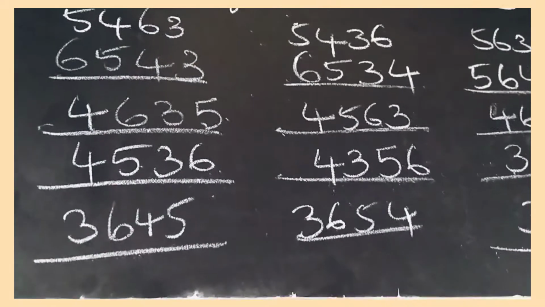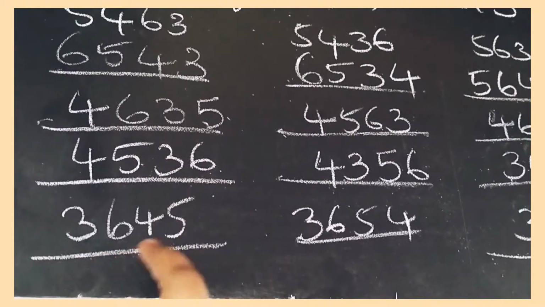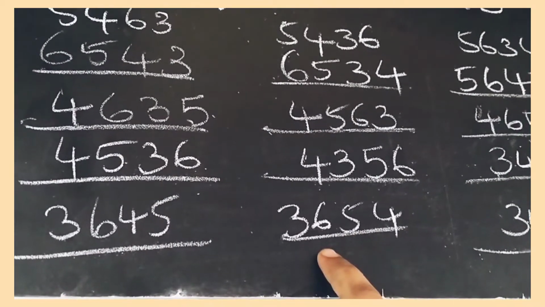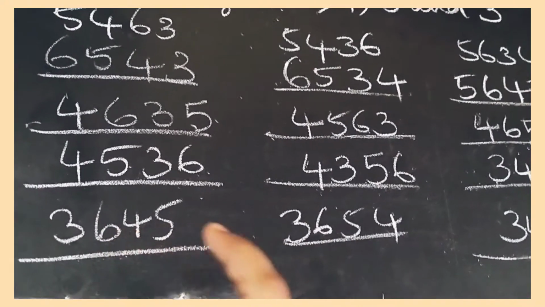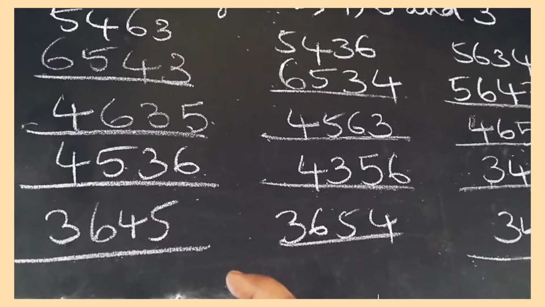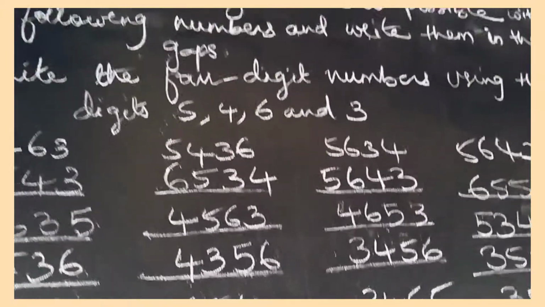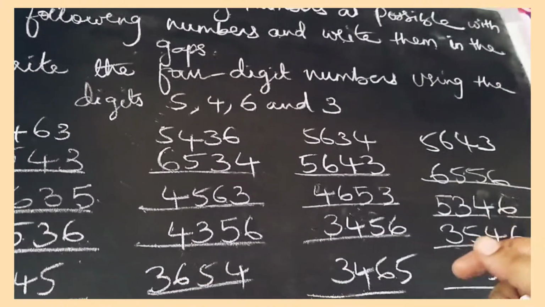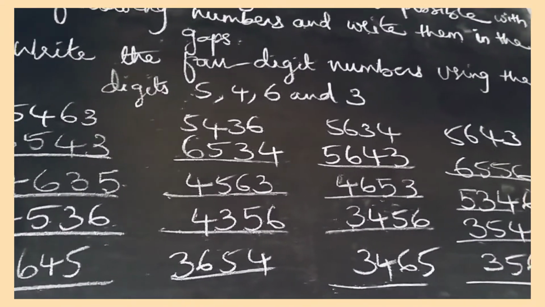You can take many numbers, okay? We can take here 3 6 5 4, here 3 6 4 5, 3 6 4 5 we have taken here. Like this we can take many numbers, okay? So like this you have to write the 4-digit numbers. You can take any numbers with your wish.